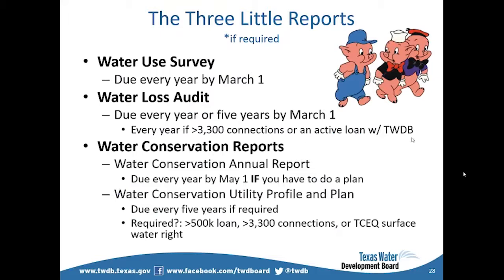And then for the water conservation plan, a utility is required to do a water conservation plan if they have over 3,300 connections, or they have an active financial obligation over $500,000 with us, or they have a surface water right with the TCEQ. And so if you have a water conservation plan, then you also need to do the utility profile once every 5 years along with it. And then you also need to do a water conservation annual report, which is due every year by May 1st. Basically, that is showing how the utility has implemented those strategies within the water conservation plan.